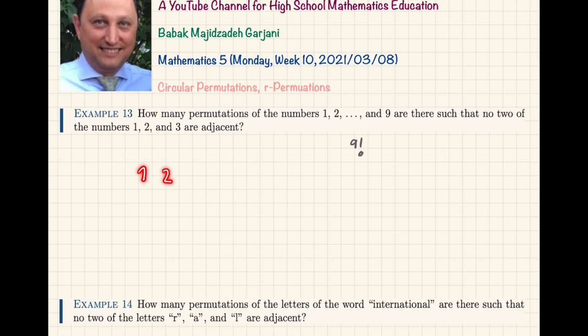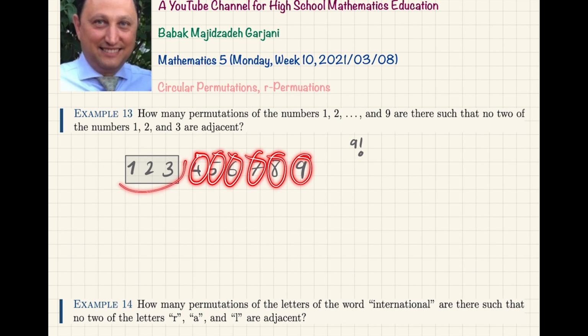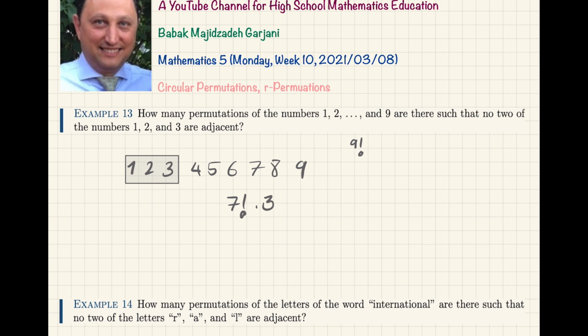So let me just write it down. 1, 2, 3, 4, 5, 6, 7, 8, and 9. Let me write and then clean it because that's not part of the problem. Do you remember we can easily count this way: I put them in a box, I consider it one box, then how many objects do I have? 1, 2, 3, 4, 5, 6, 7 objects. So I would write 7 factorial, but these can be arranged in 3 factorial ways. So this is the total number of items in which 1, 2, and 3 are all adjacent.